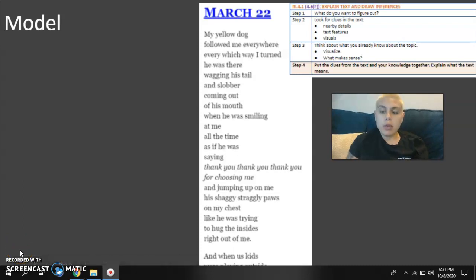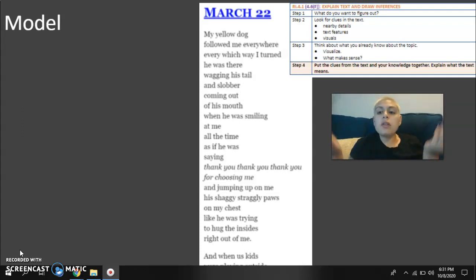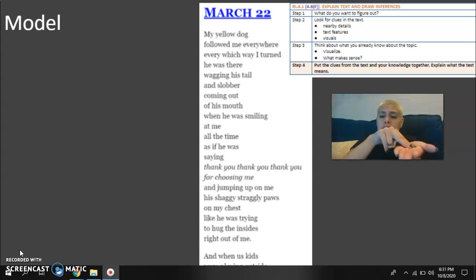Kipsters, today we are going to be making inferences. When we make inferences, we have 4 steps. Our first step is we ask ourselves, what do I want to figure out? Our second step is to look for clues in the text. Our third step is thinking about, what do I already know? And the fourth step is putting it all together to make that inference.